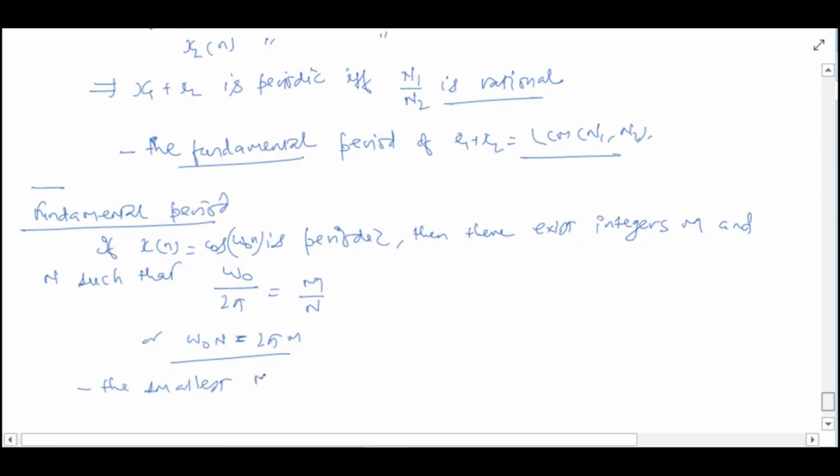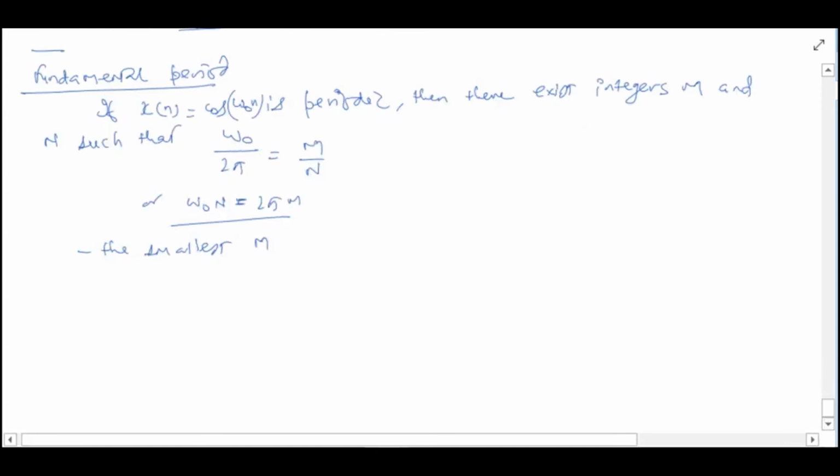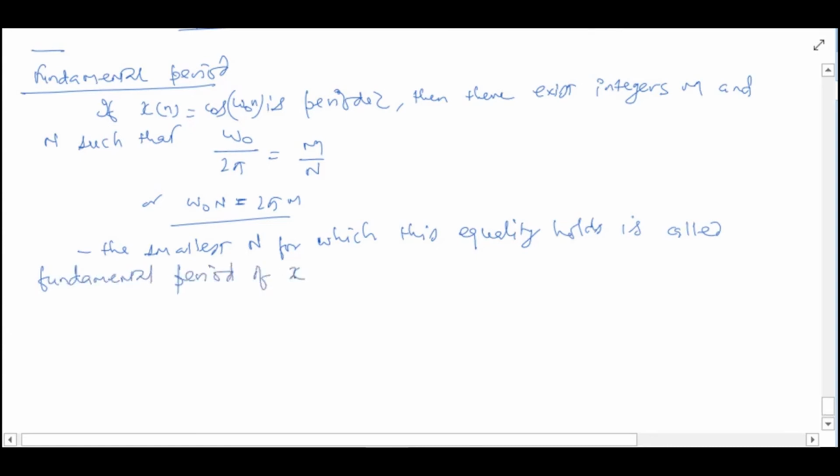The smallest n for which this equality holds is called the fundamental period of x[n]. Let's see an example.